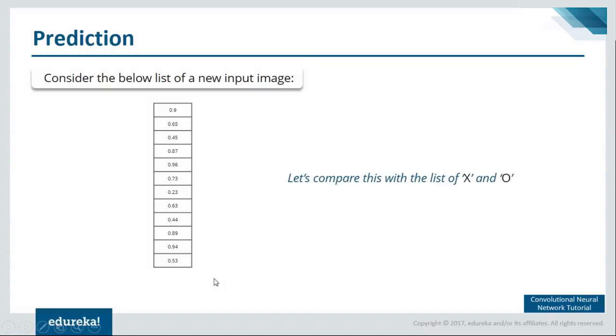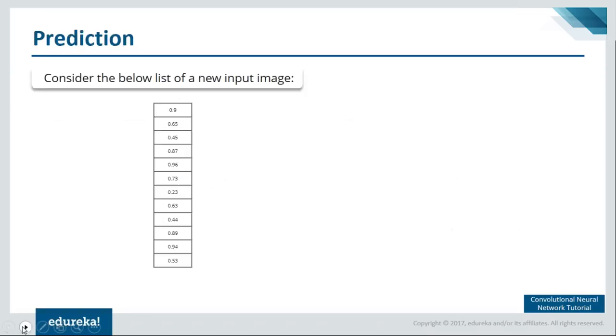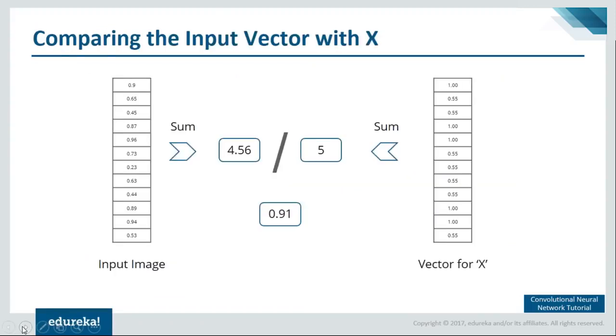So what we do, we'll compare this with a list of X and O. Right, so we have got the list in the previous slide. If you notice, we have got two different lists for X and O. We are going to compare this new input image list that we have got with that of X and O. Right, so first let us compare that with X.